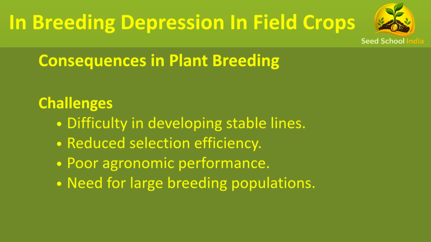Inbreeding depression presents both challenges and opportunities in plant breeding. Although repeated selfing reduces plant performance, it also enables breeders to develop genetically pure inbred lines. These lines serve as the parental material for producing high-performing hybrids. Therefore, breeders must carefully balance the disadvantages of inbreeding with its value in hybrid breeding programs.